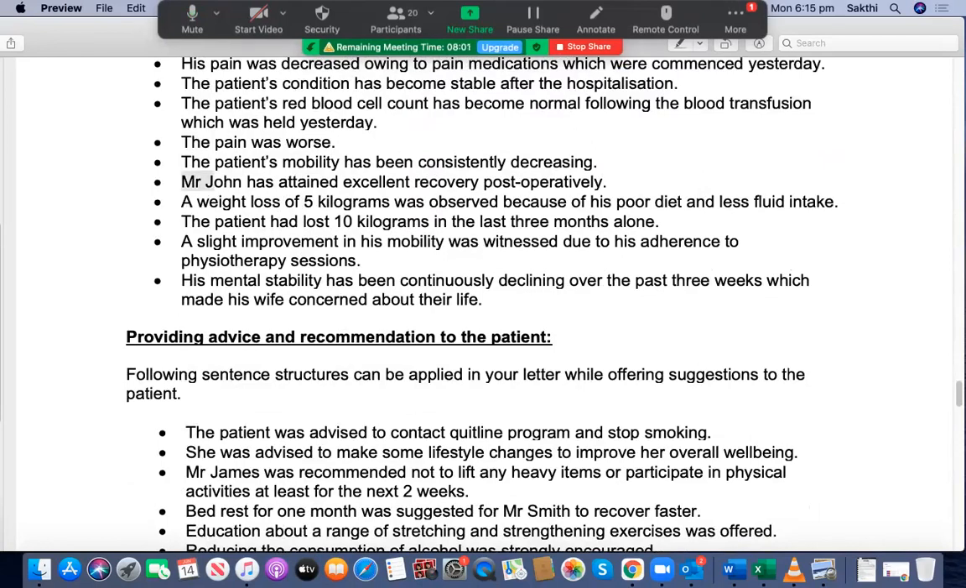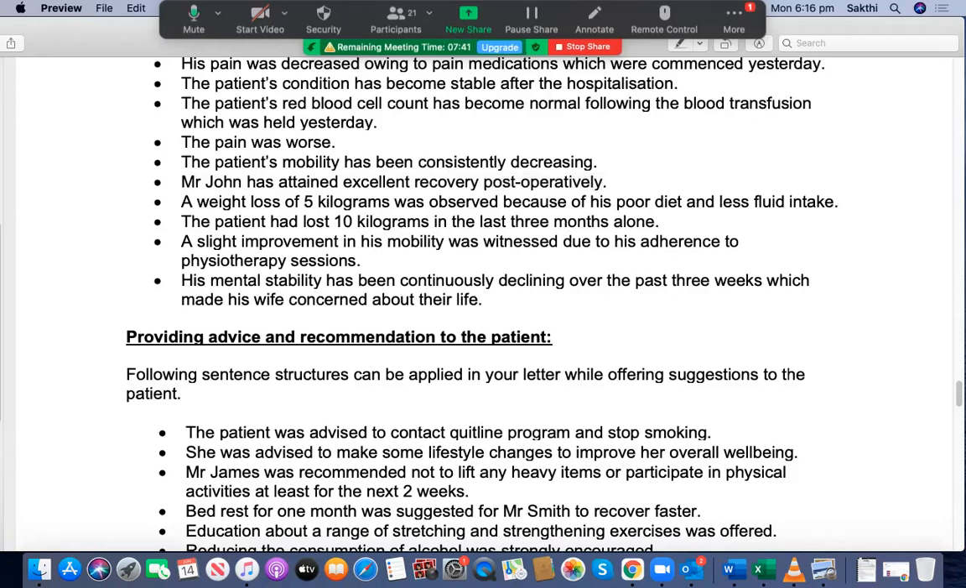All right, look at this. Mr. John has attained excellent recovery post-operatively. You can also write post-operatively in the end as well. But what happens if I reverse it here? If I mention it in the beginning, you need to place a comma after that. You need to place a comma post-operatively, comma, Mr. John has attained excellent recovery.